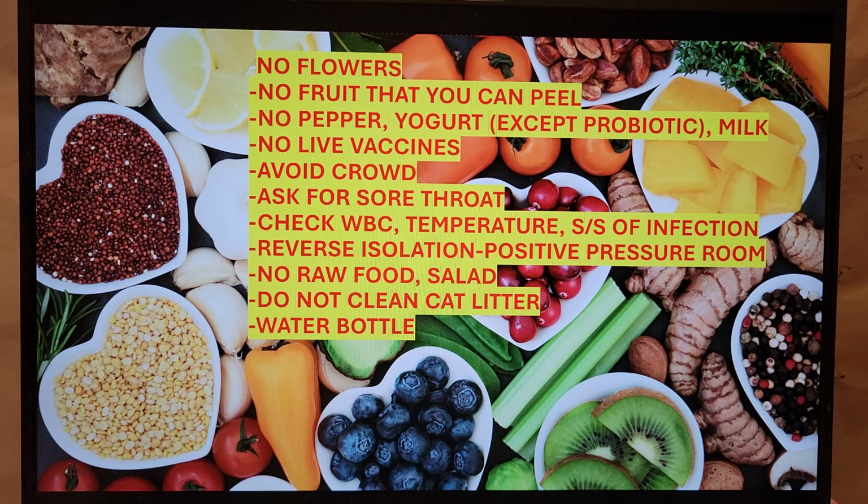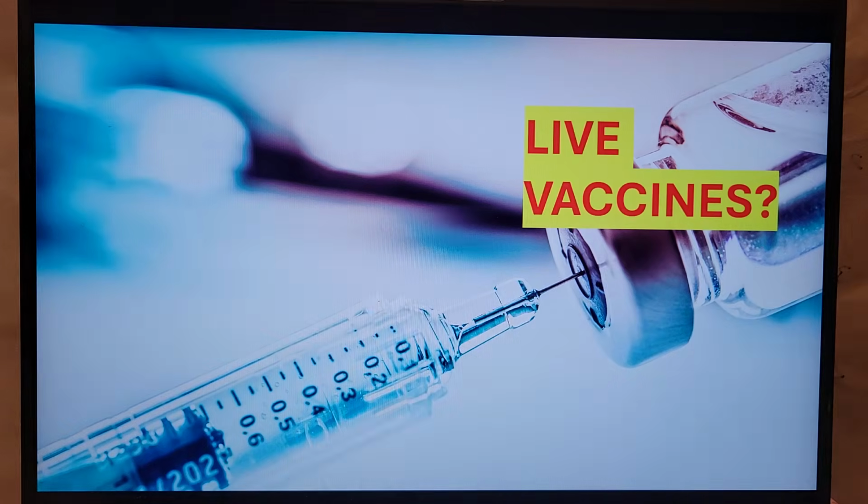Sign and symptom of infection. Give them reverse isolation, which means a positive pressure room. If somebody's sick, don't visit them, right? Don't give them raw food, no salad. Do not clean cat poop. Give them bottled water only. So many interventions to prevent infection, because this patient has low white blood cell and is at risk for infection.